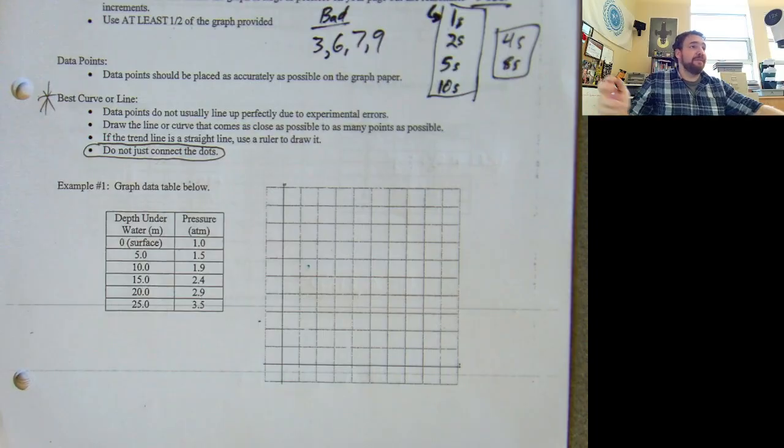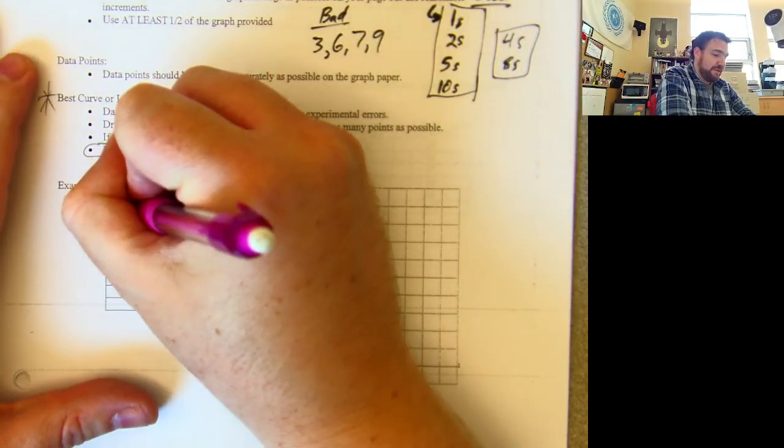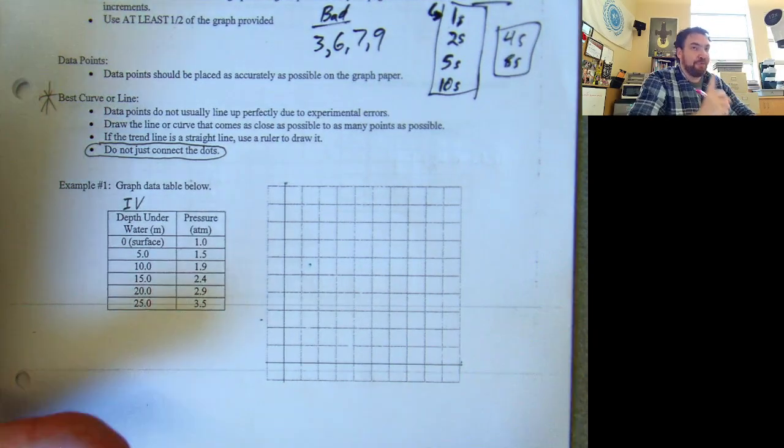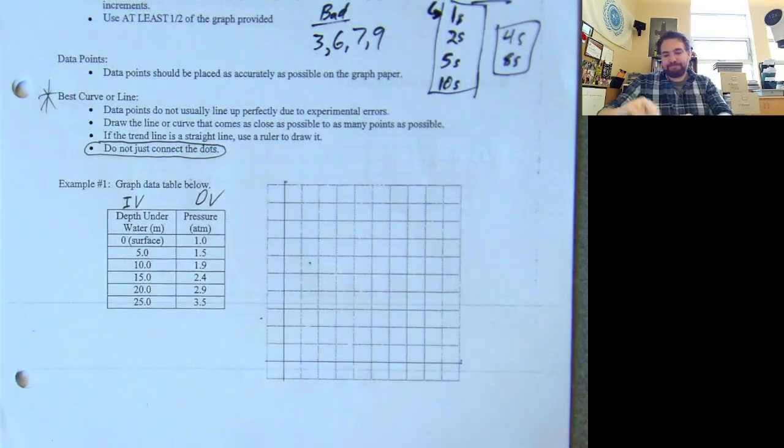What's independent? What's dependent? What do you control? And what changes as a result of what you're changing? The depth, you choose what depth you end up at. That's your independent variable. And the pressure at that location is your dependent variable. You bet.